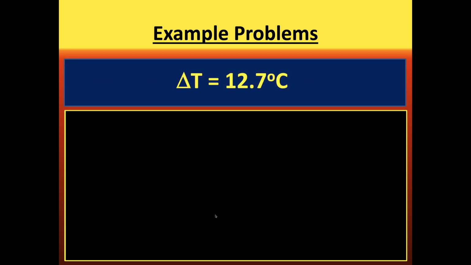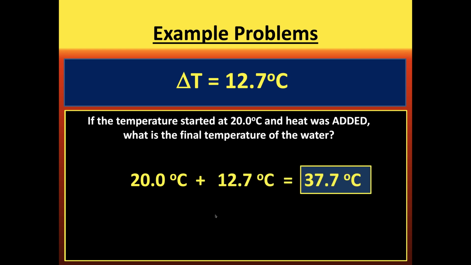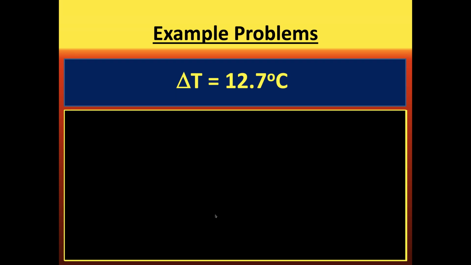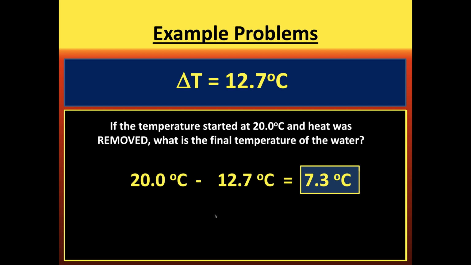What if the question asked us, if the temperature started at 20 degrees Celsius, then what's the final temperature of the water? Well, if we add heat, our temperature will rise. So if we started at 20 and it rose by 12.7 degrees Celsius, well, then our ending temperature would be 37.7 degrees Celsius. However, let's just suppose that heat was removed and we started at 20 degrees. Well, if we remove the heat, then the temperature will drop by 12.7 degrees Celsius, leaving us with a lower temperature.